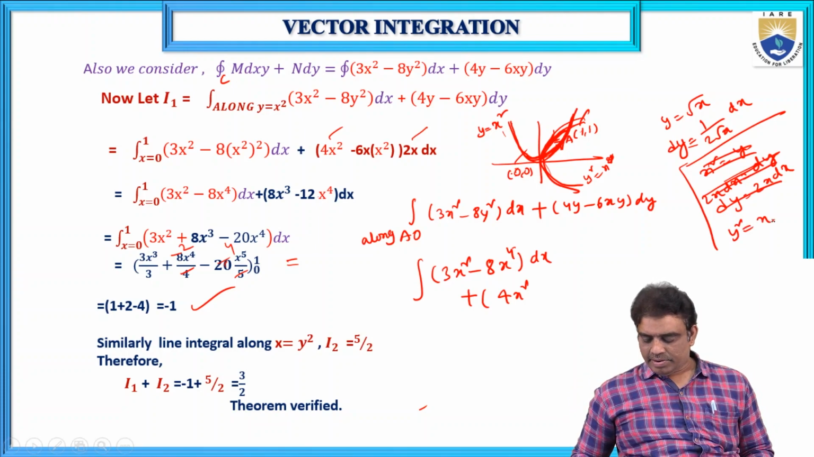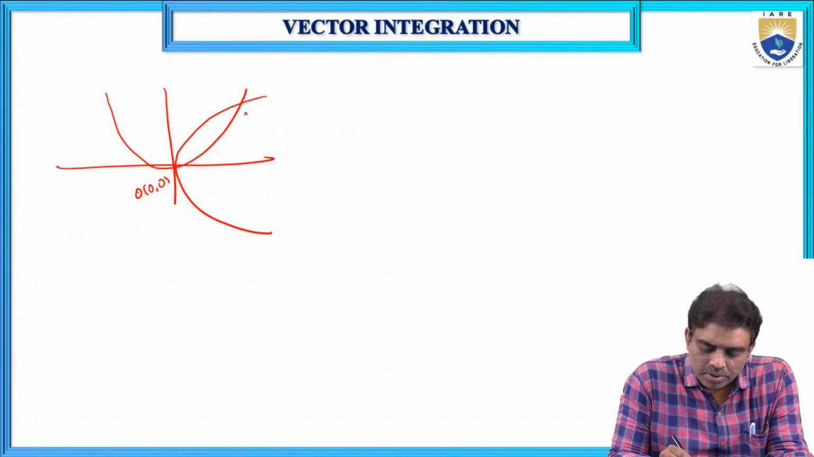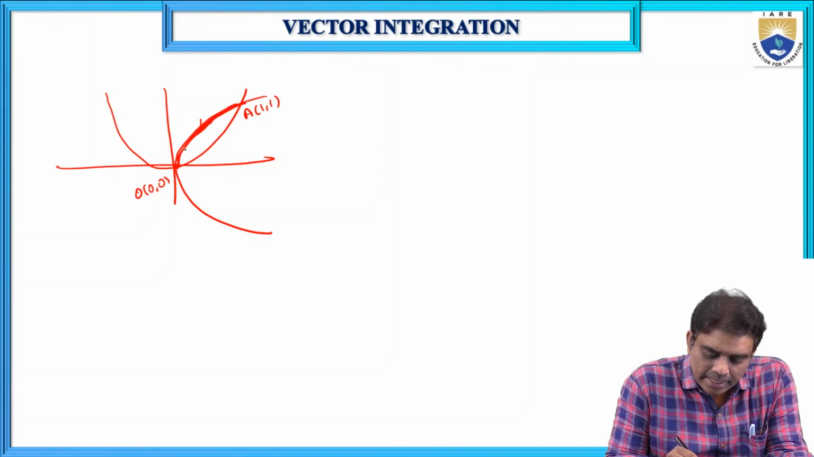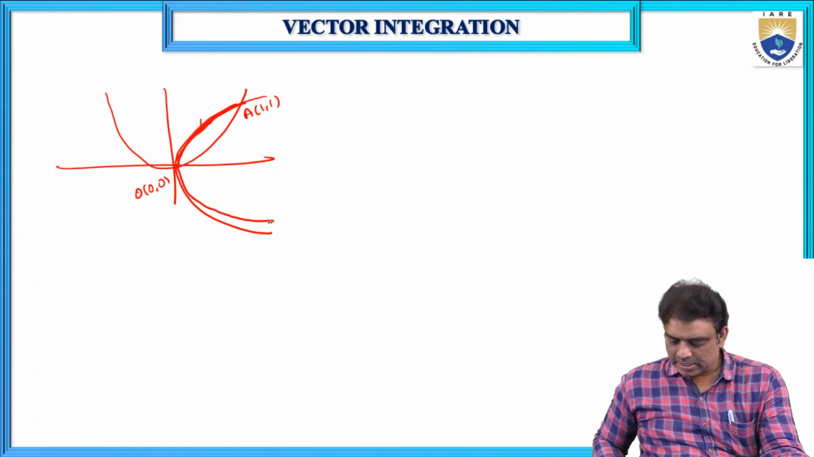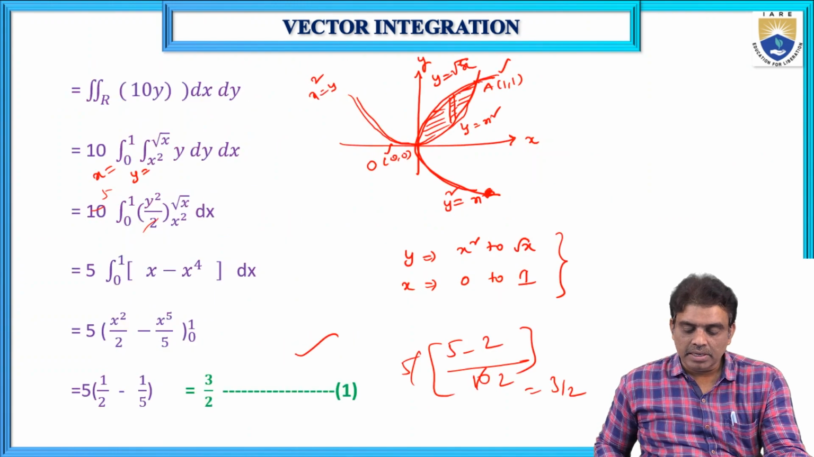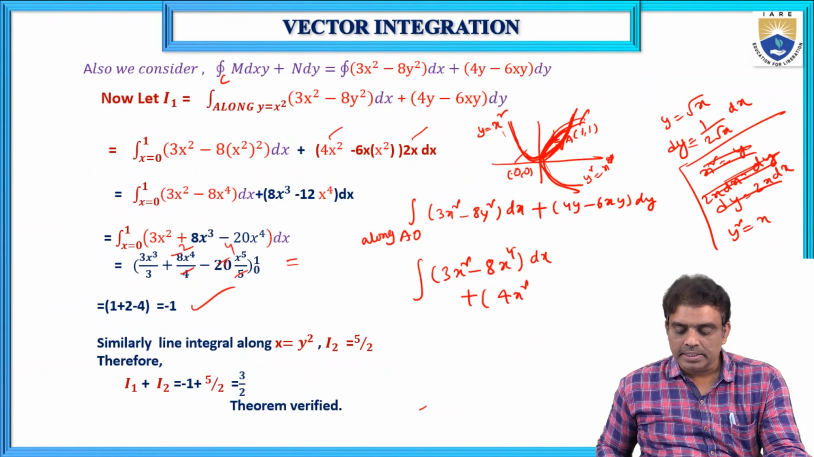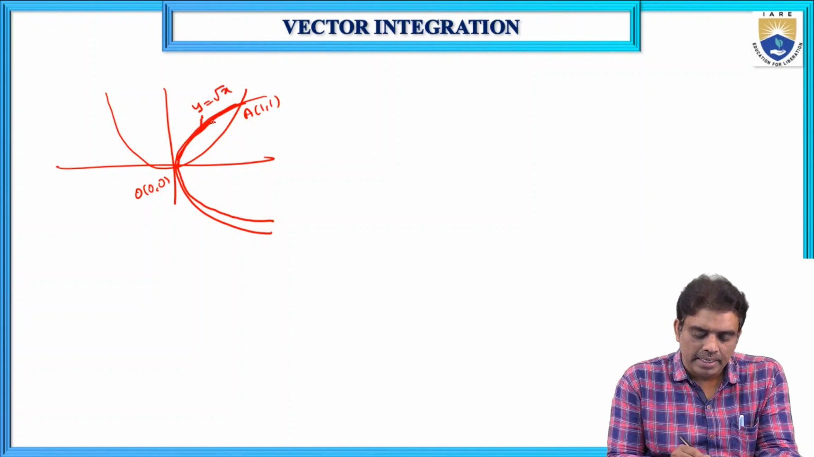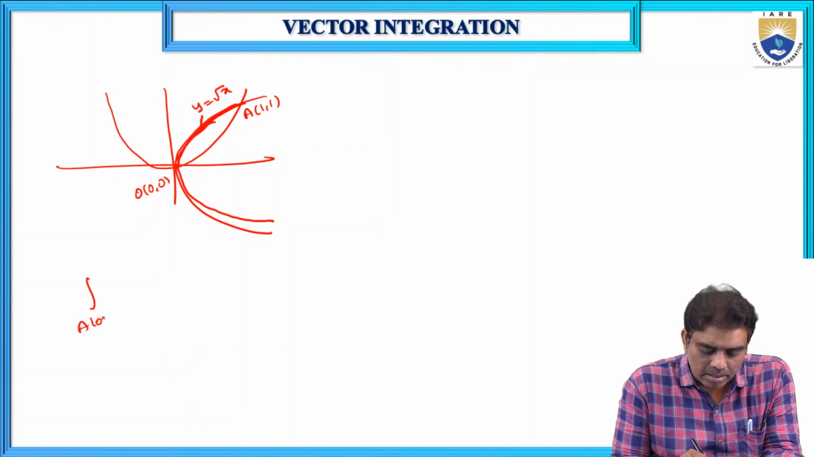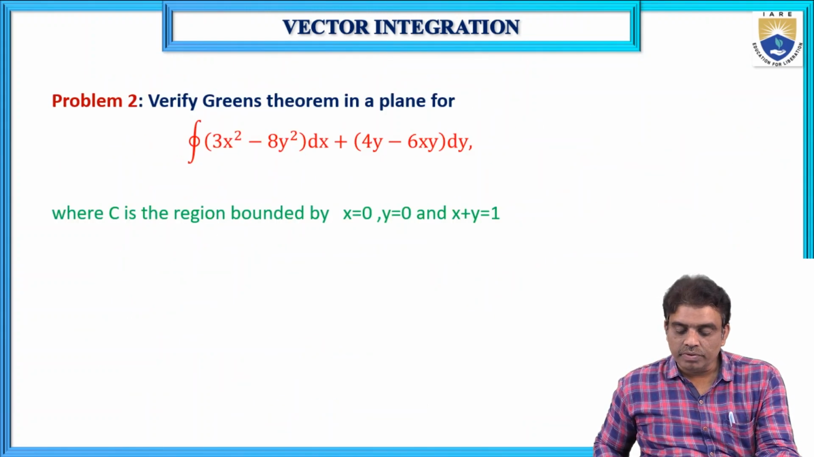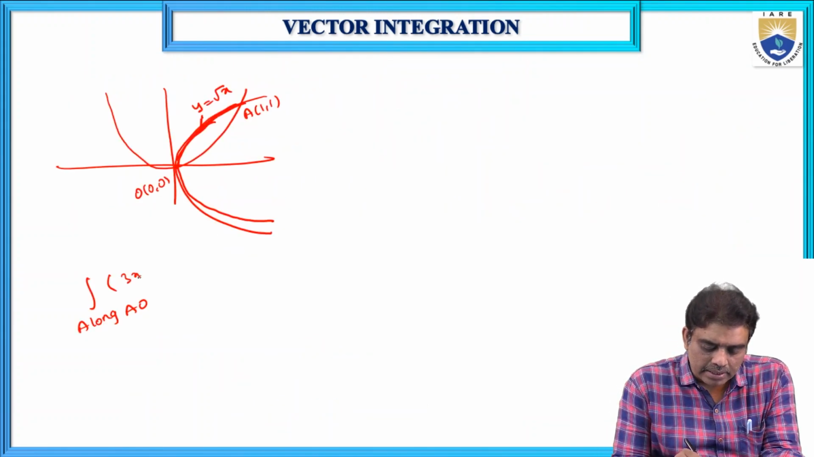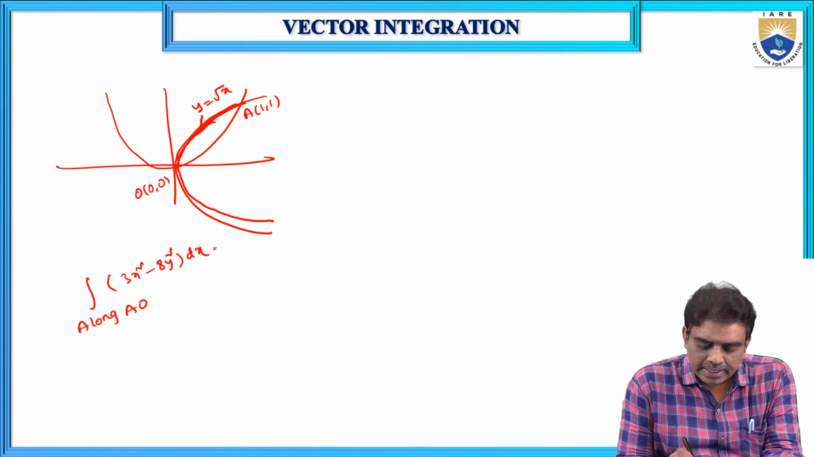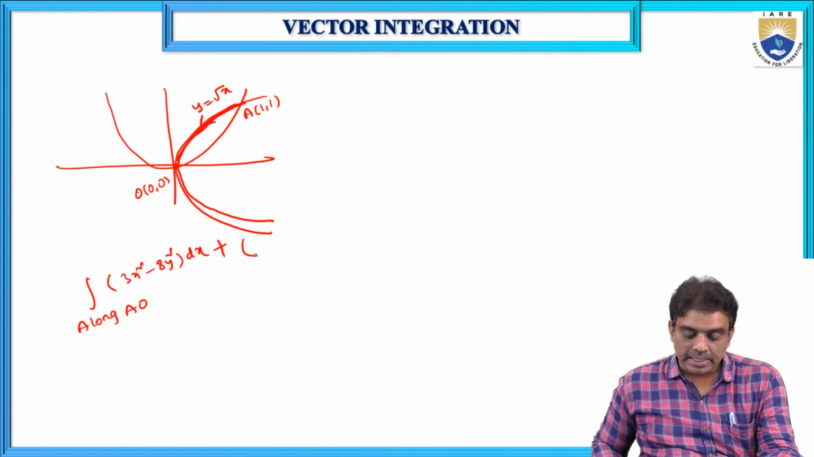I will go to the next slide and I will do this. O is 0, 0. A is 1, 1. Along AO I need to calculate. That means the curve is, what is this curve? I will show. This is y is equal to root x, this curve. And along this you have to calculate the integral along AO. What is the given function? 3x square minus 8y square dx plus, what is the second value?